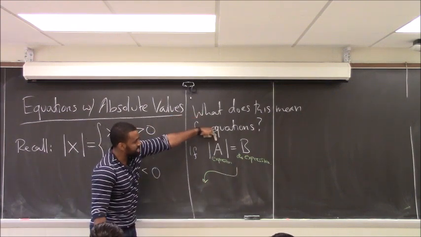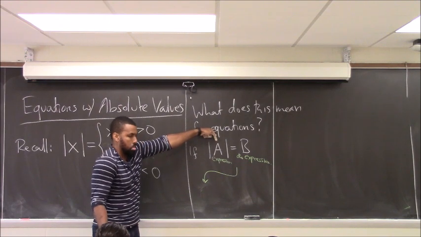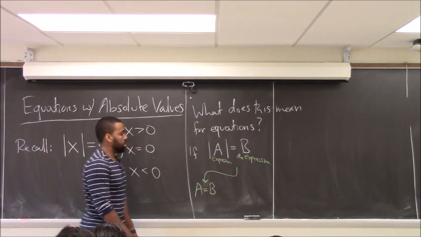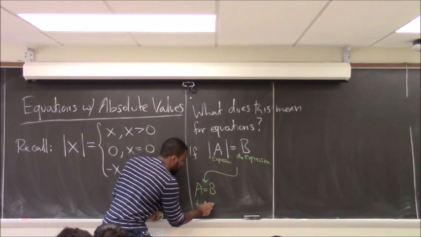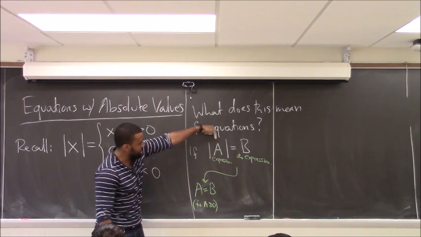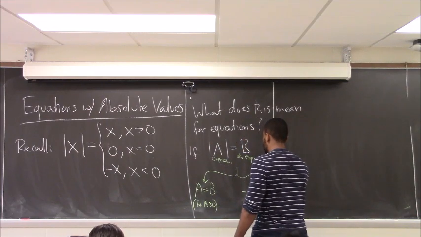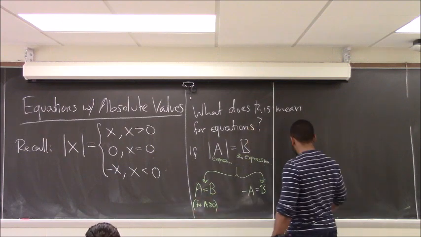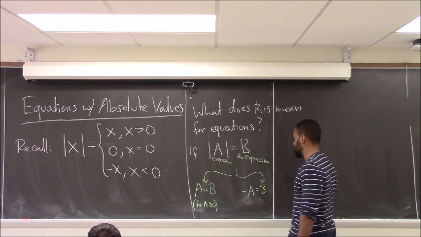In the event that what's inside is positive or 0, the absolute value is not going to do anything. It's just going to break down into the equation A equals B, and this is for A greater than or equal to 0. That's going to be what happens. However, if what's inside the absolute value is negative, you will have minus A equals B as the resulting equation because of the definition. So an absolute value equation breaks up into two separate equations without absolute values.